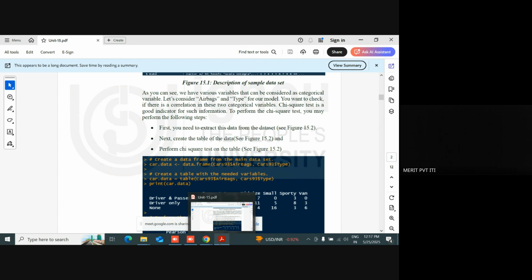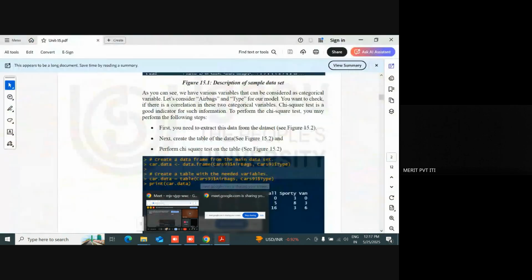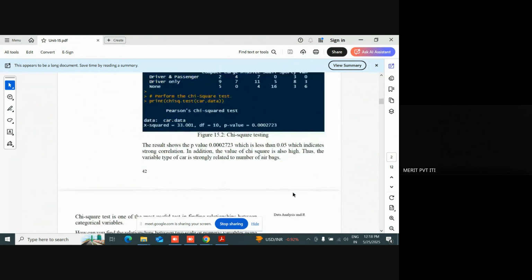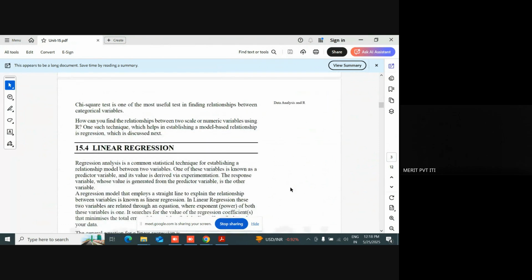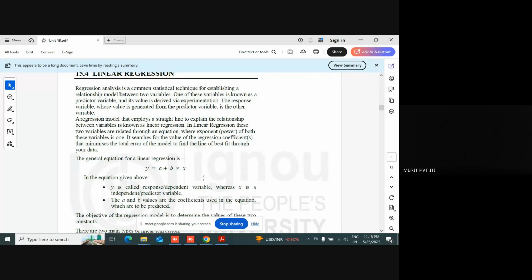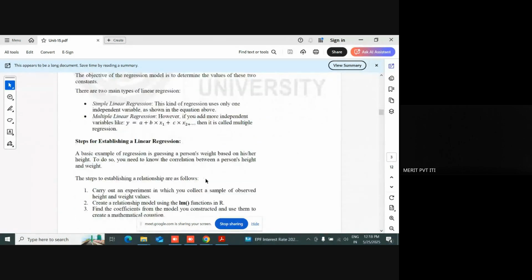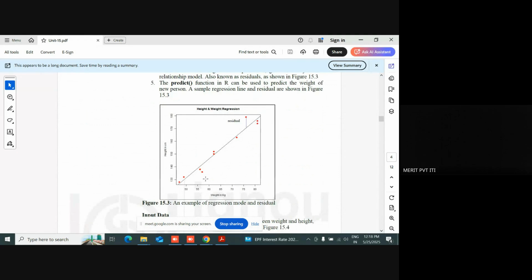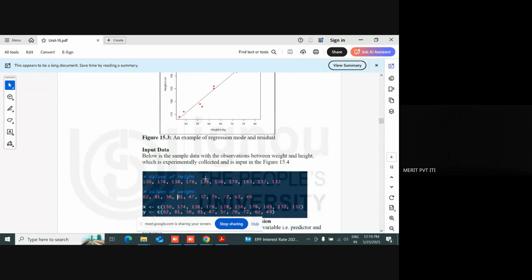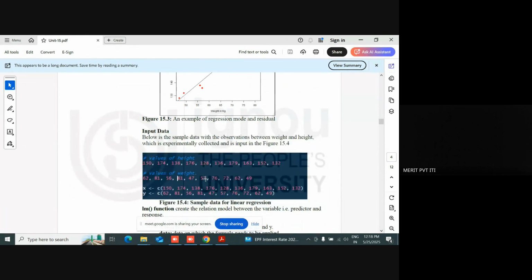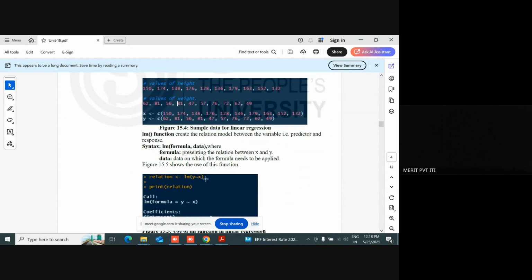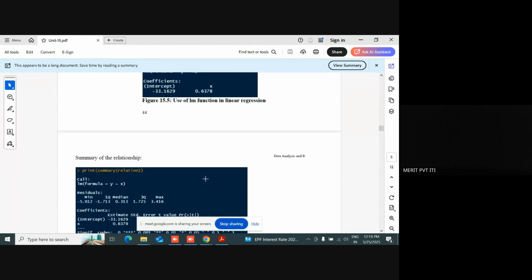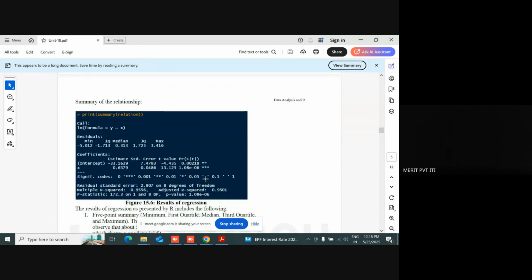So, this is chi-square test. Then you have linear regression. उसका भी सॉफ्टवेयर है, y is equal to a plus bx. This is a software available which you can use. It's a very simple one. ये देखिए सॉफ्टवेयर है. So you can sample data for the linear regression. This is a linear regression बनाया है. And then summary of the relationship. ये है result of regression.